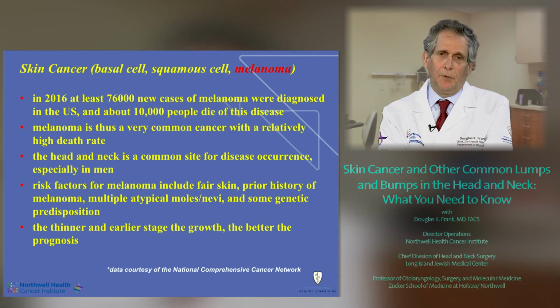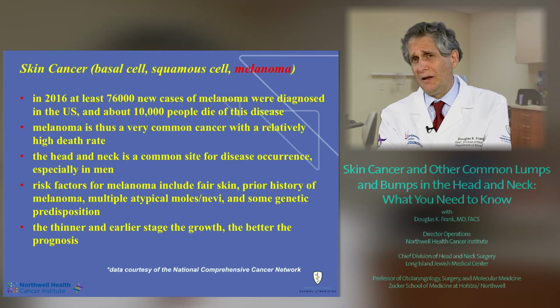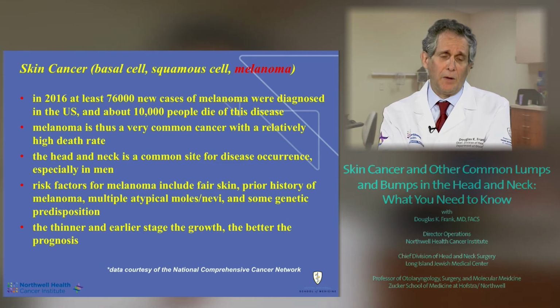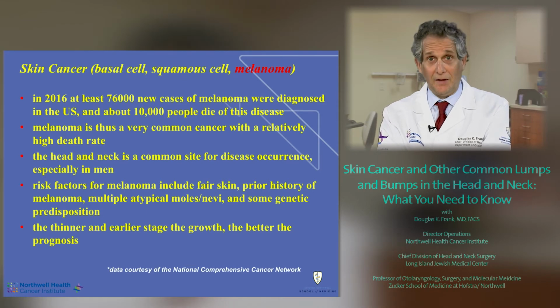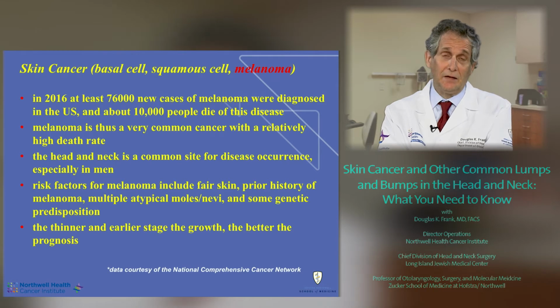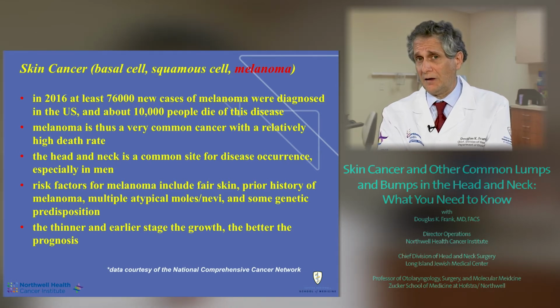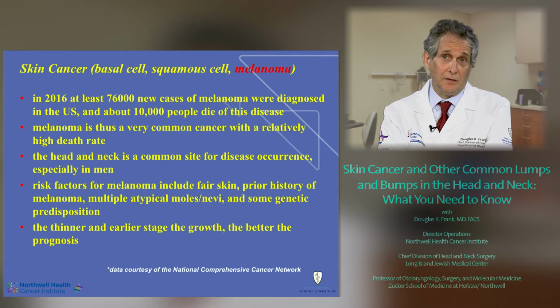Melanoma, although much less frequent in its occurrence relative to basal and squamous cancer overall in the body, and particularly in the head and neck, is a potentially much deadlier disease, particularly relative to squamous cancer. In 2016, at least 76,000 new cases of melanoma were diagnosed in the U.S., and about 10,000 people die of this disease annually. Melanoma is a very common cancer with a very high death rate. And that needs to be made clear. Thus, early diagnosis and early recognition are key to fighting and curing this disease.